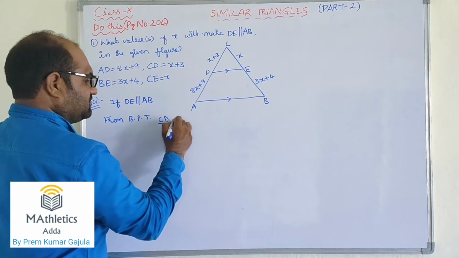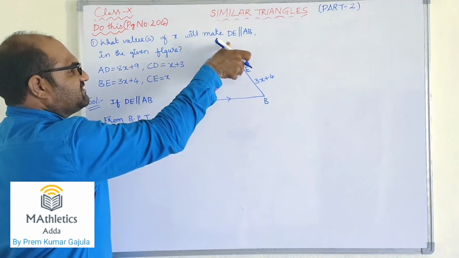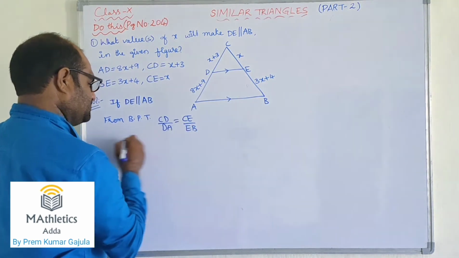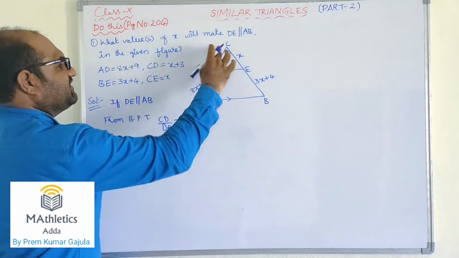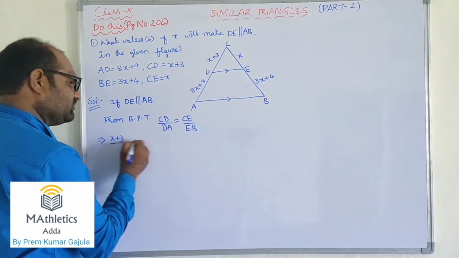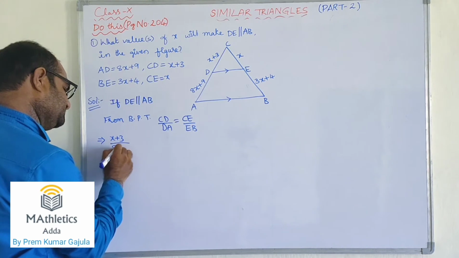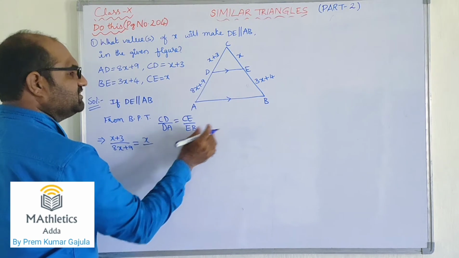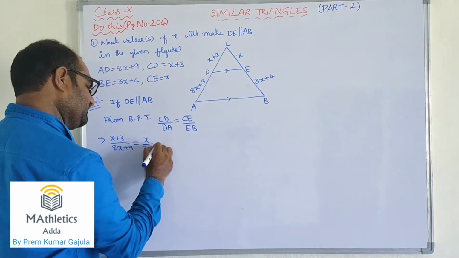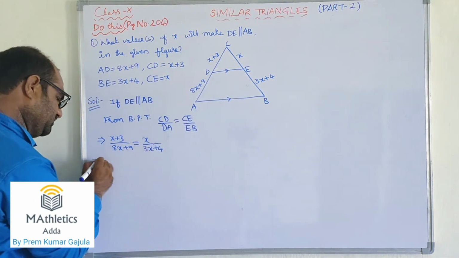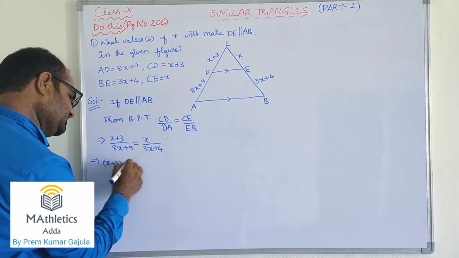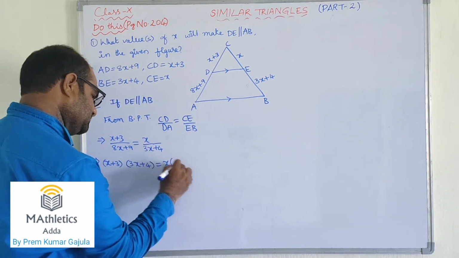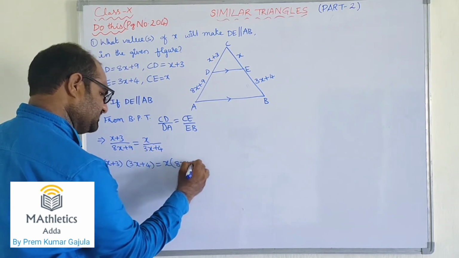DA is equal to CE by EB. What is CD value? CD value is given as x plus 3 and DA value is given as 8x plus 9, is equal to CE value is given as x. So x by EB value is given as 3x plus 4. So now if you cross multiply, you will get x plus 3 into this 3x plus 4 is equal to x into this 8x plus 9 you will get.